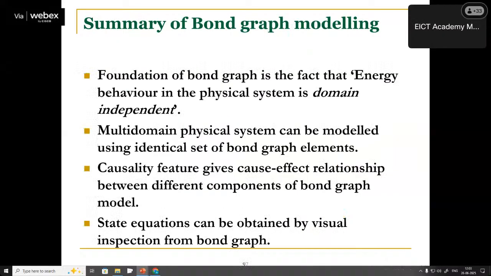So now this is a summary. Foundation is energy behavior, multi-domain systems can be modeled, causality features give the cause-effect relation between different components, and state equations can be obtained by visual inspection. Just by visual inspection you can obtain the state equations.